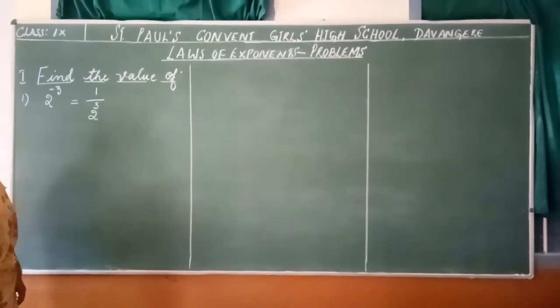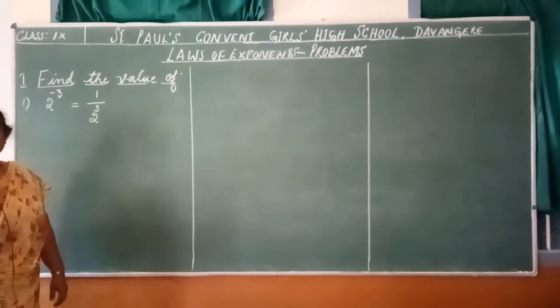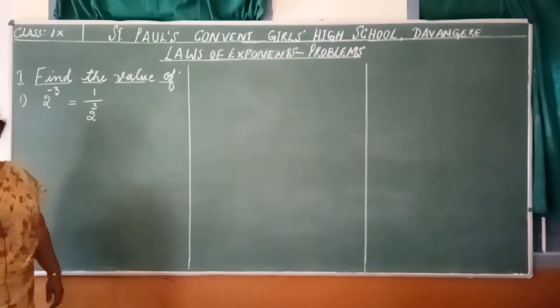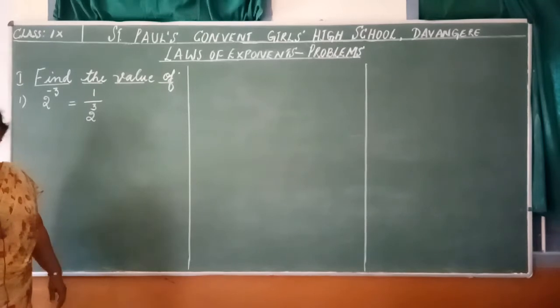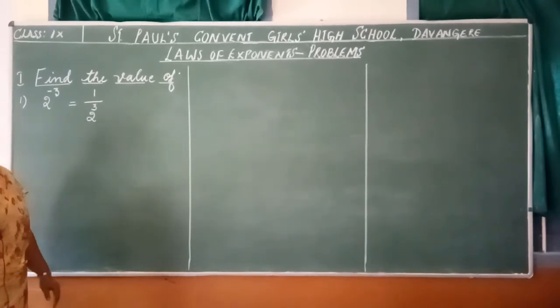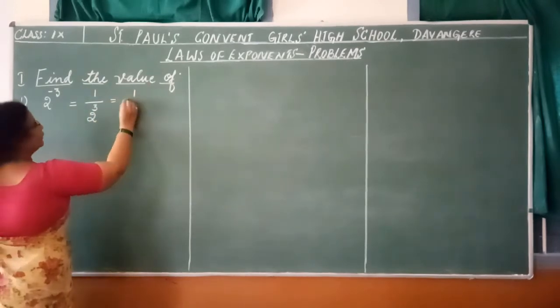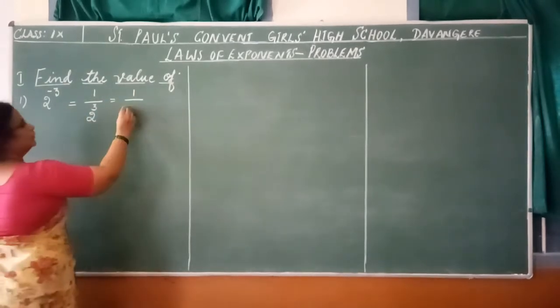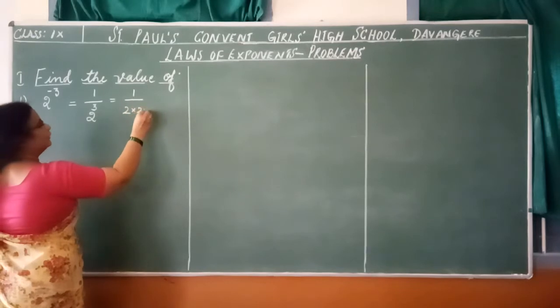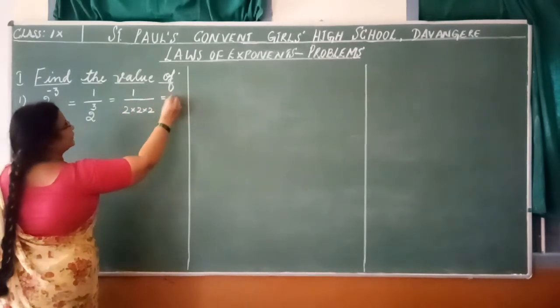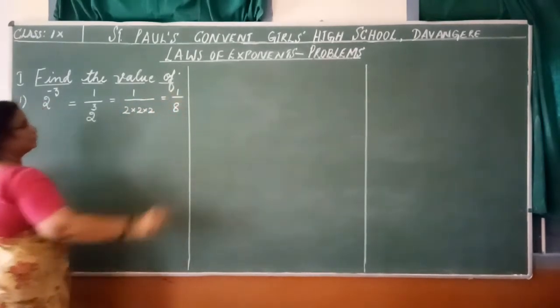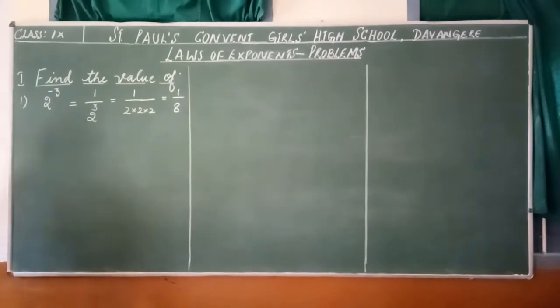As I said, if you have a negative index and you want to write it as positive, just bring it down to the numerator or to the denominator depending upon the problem. Now, 1 by 2 cube is 1 by 2 into 2 into 2. 2 2s are 4, 4 2s are 8.